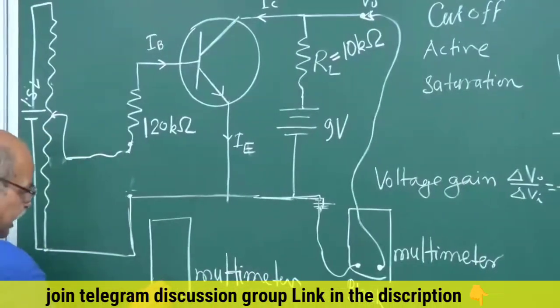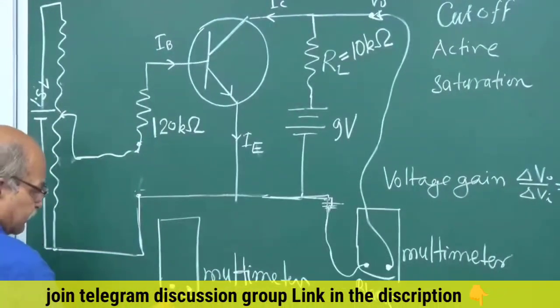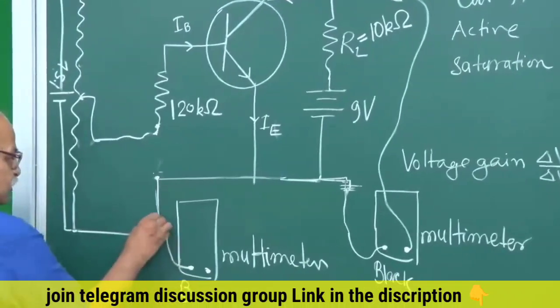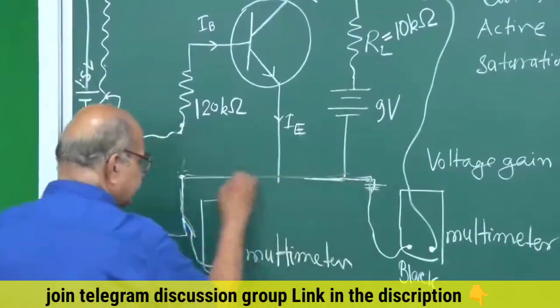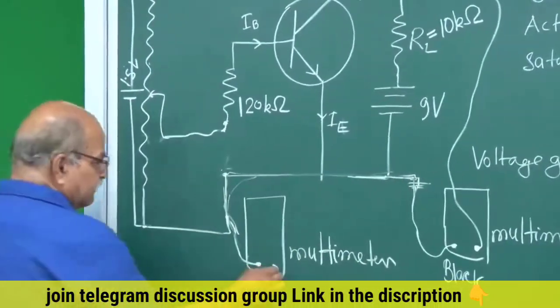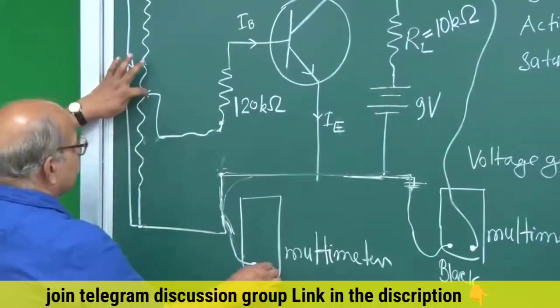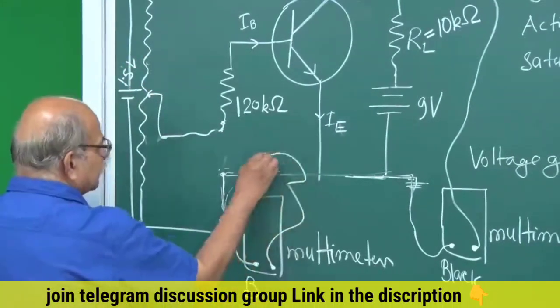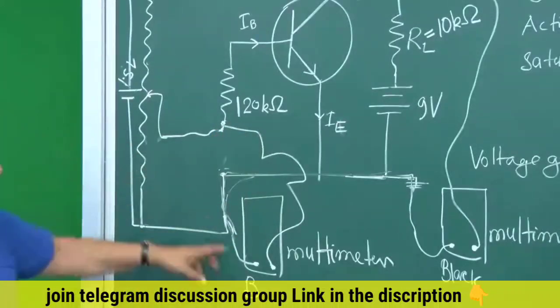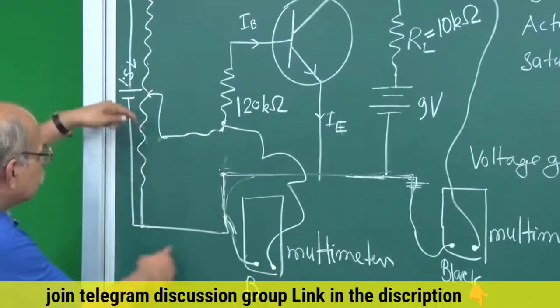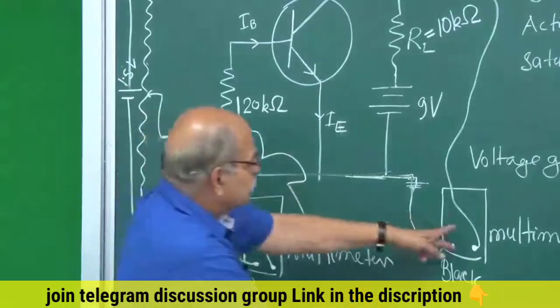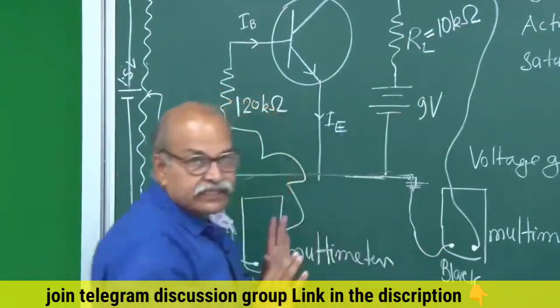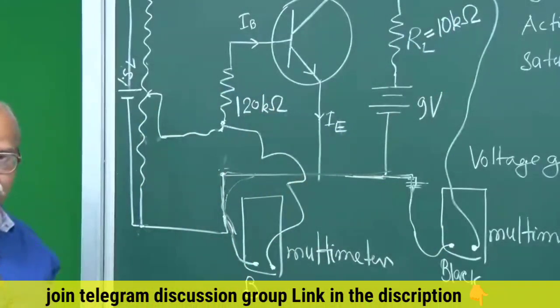And here also you have a black terminal and a red terminal. The black one will be connected to this zero voltage line here somewhere, and this red one, which has to measure VI, should be connected to this point. Okay, so this is measuring this voltage, and this is measuring this voltage. So this is the circuit. Keep this in mind, and now we start the experiment.